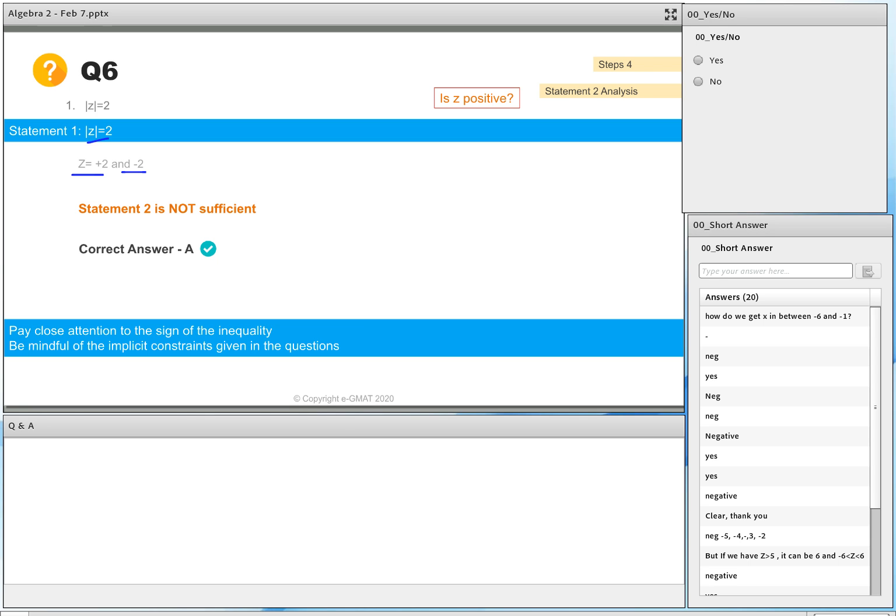We have, right? So since I have both the values of +2 and -2 in my question statement as well as the solution, the statement 2, then I can say that, since I'm getting two different answers on z being positive or negative, the second statement is not a sufficient statement to answer this question. Right? Since the second statement is not sufficient, the first is. The correct answer for this question is choice A.